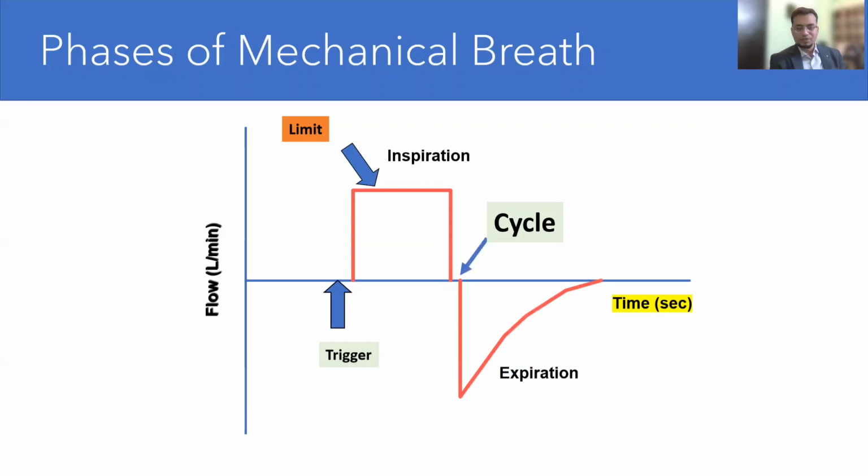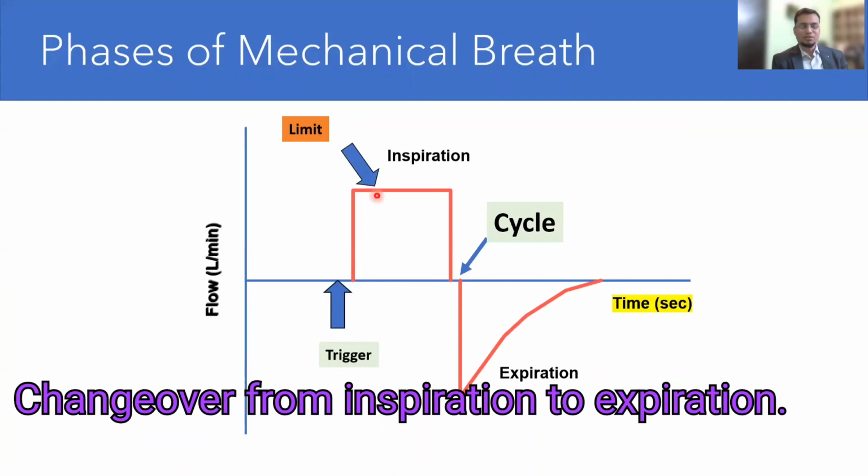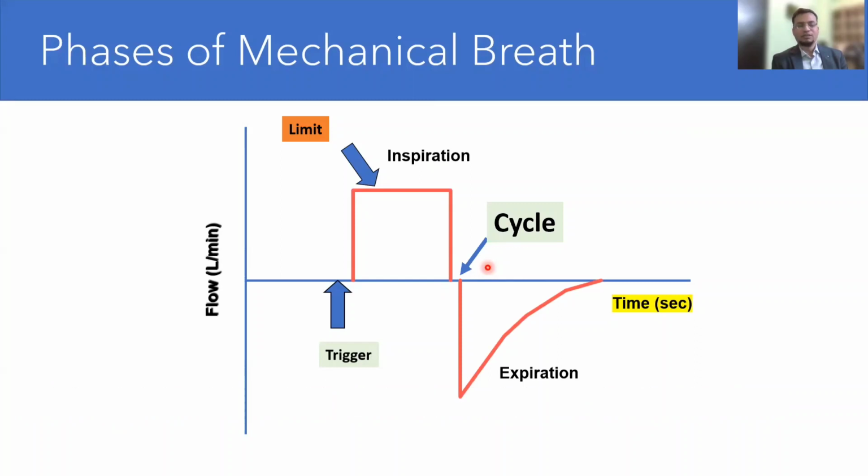So at the end of inspiration, gas flow ceases and the breath is switched into exhalation, and this transition point from inspiratory phase to expiratory phase is termed as cycling. Cycling is changeover from inspiration to expiration. Okay, and there is always some variable which actually does that. Usually it is time. So usually the ventilators are time cycled. Sometimes they are volume cycled. Sometimes they are flow cycled also, as in case of pressure support.